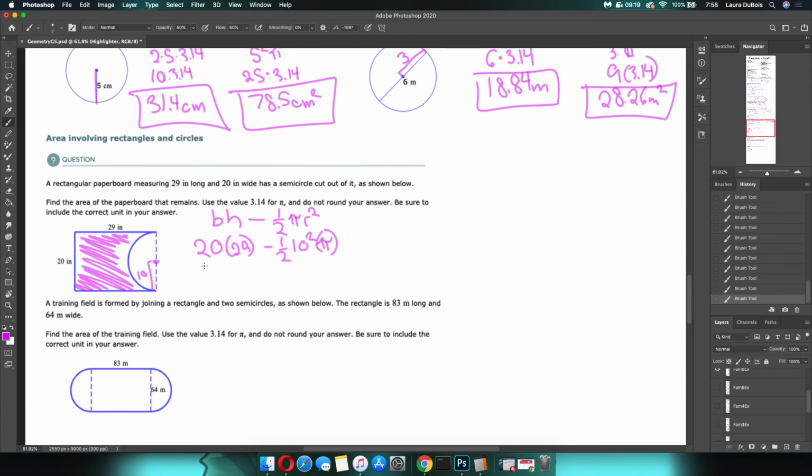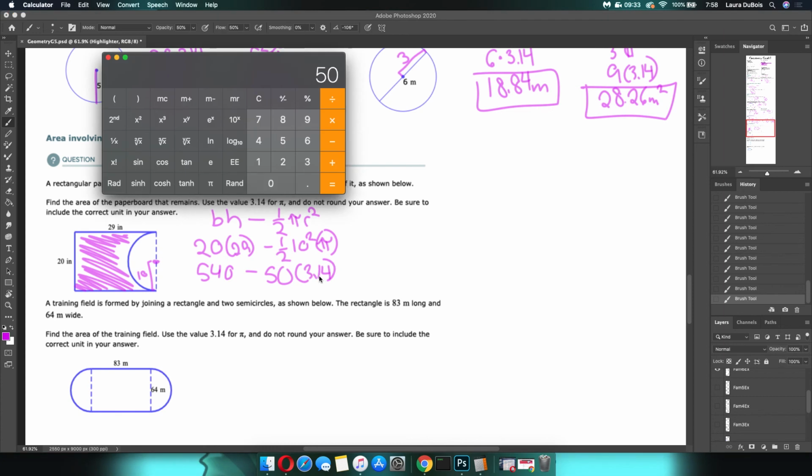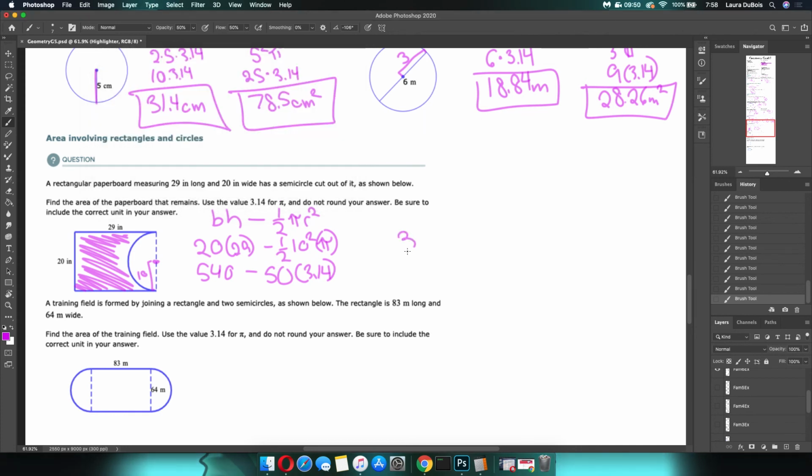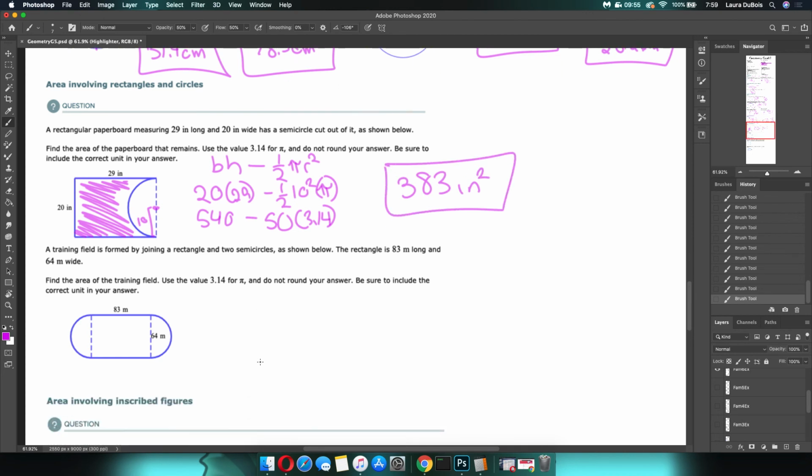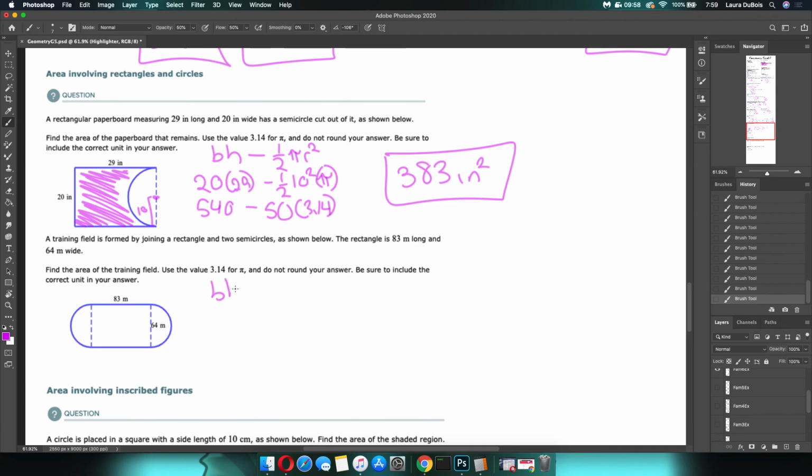So 20 times 29 is 580 minus, 10 squared is 100, cut in half is 50 times 3.14. Okay, so what is 50 times 3.14? That is going to be, oh, it worked out evenly. Nice. 157. So what is 580 minus 157? That is 423. 423 inches squared.